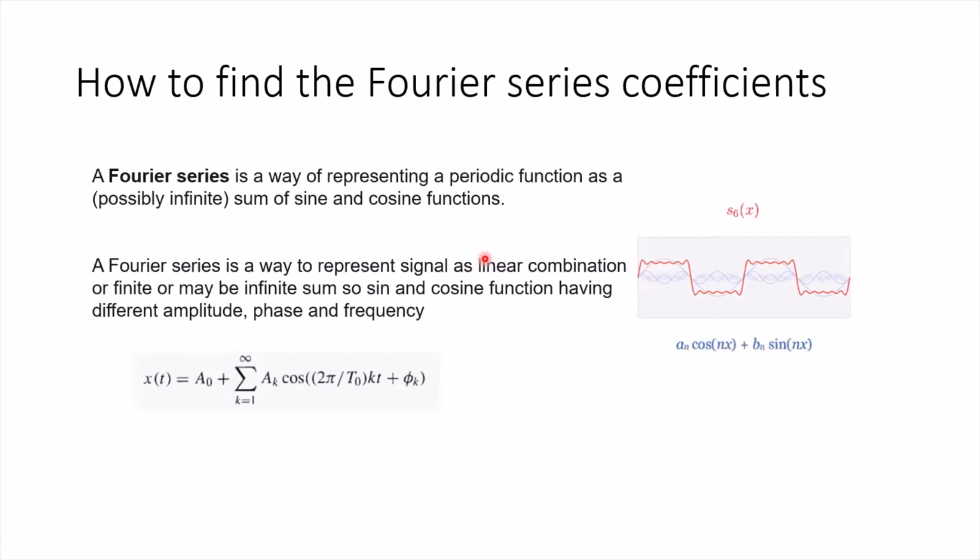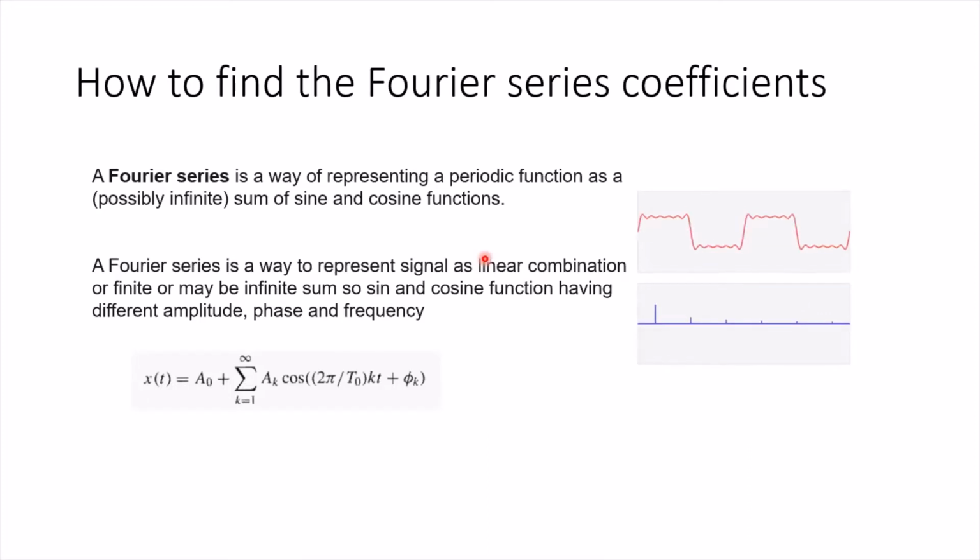So what is the Fourier series? The Fourier series is a way of representing a periodic function as a possibly infinite sum of sine and cosine functions. Or a Fourier series is a way of representing a signal as a linear combination, a finite or maybe infinite sum, of sine and cosine functions having different amplitude, phase and frequency.